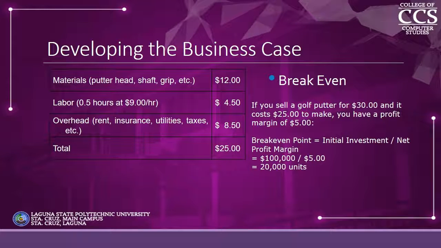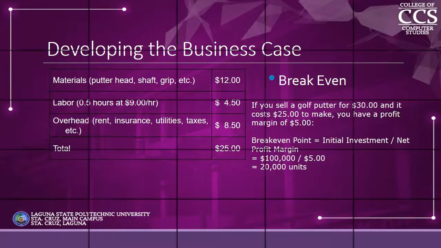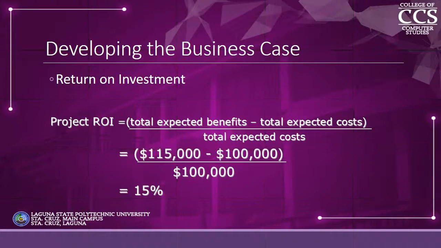Break even. For example, if you sell a golf putter for $30 and it costs $25 to make, you have a profit margin of $5. Break-even point is equivalent to initial investment over net profit margin. For example, you have an initial investment of 100,000, you are going to have a net profit margin of $5. It means you need 20,000 units for you to get your initial investment.